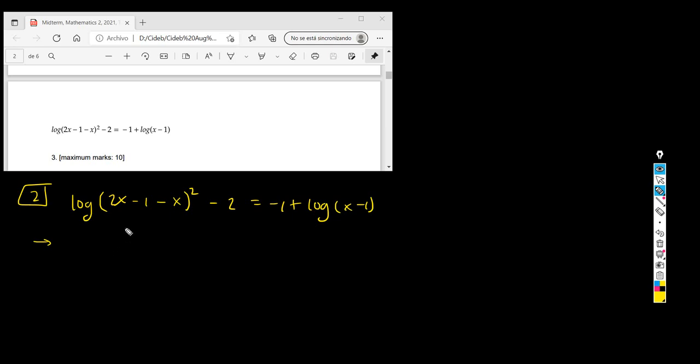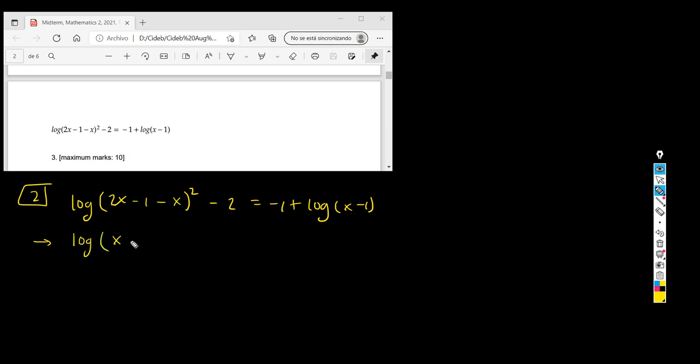Okay, this is the equation. Problem number 2. Let me copy it here. Logarithm base 10, right? Because we don't put the base, that means this is base 10. Okay, here is the question. How can I start? Well, I look at this parenthesis, at this trinomial, and I observe that we have a like term, so I can simplify a little bit right from the start.